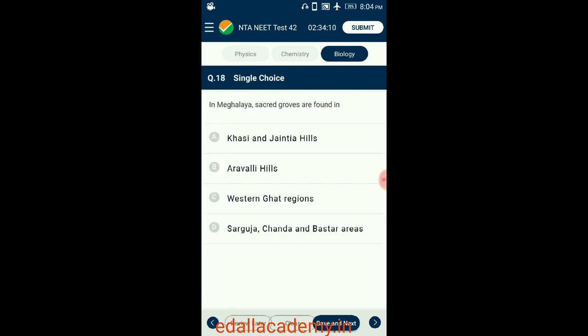Question number 9. In Meghalaya, sacred groves are forests which are generally worshipped by certain cultures. Such sacred groves are found in Khasi and Jaintia hills in Meghalaya, Aravalli hills of Rajasthan, Western Ghat regions of Karnataka and Maharashtra, and the Sarguja, Chanda and Bastar areas of Madhya Pradesh. So the answer for this question is option A, Khasi and Jaintia hills.